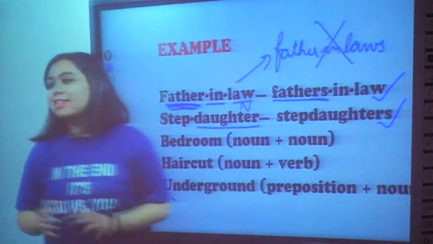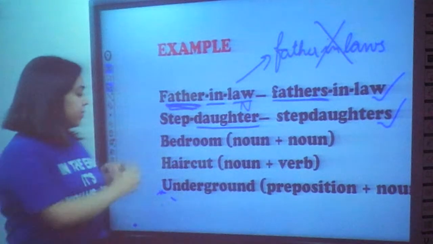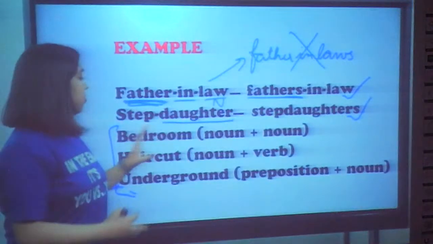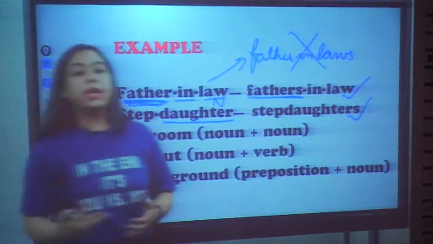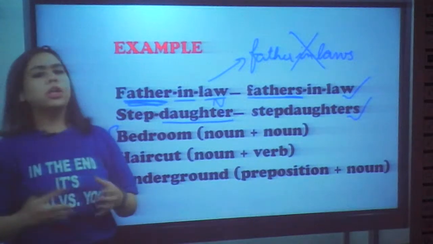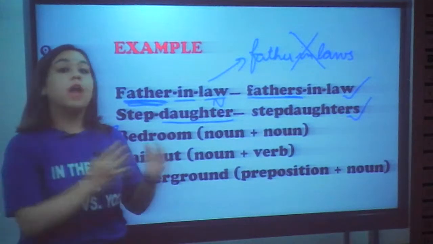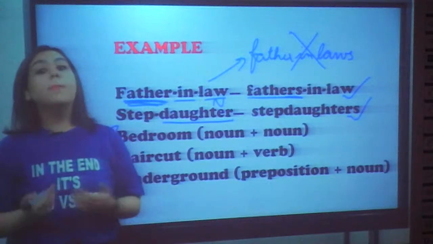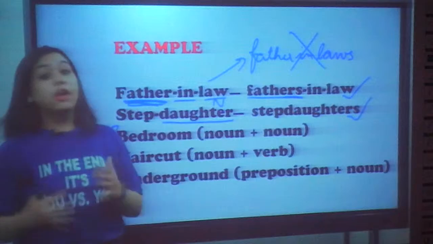So I hope that this is clear to you. Now these are some categories. These are different types of compound nouns. Now I want to explain from these examples that we can form compound nouns by using two different words. Either it could be noun plus noun, it could be a preposition plus noun, it could be a verb plus noun. So let's learn how. Okay.